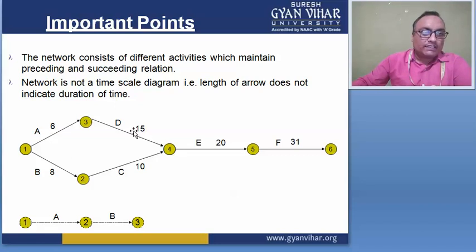Suppose here is 6, this is 15. How much time will it take? 21 units. And here is 8 and this is 10. How much time will it take? This is 18. So the minimum time is on this route, 1 to 2 and 2 to 4, but the other route takes higher time. So I will choose only this route: 1 to 2, 2 to 4, 4 to 5, and 5 to 6.